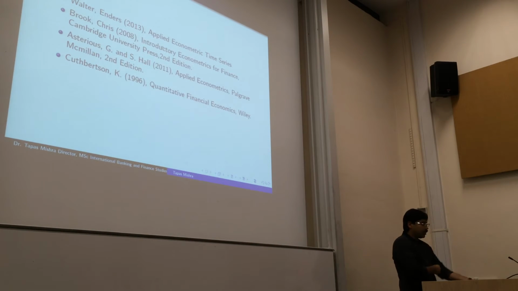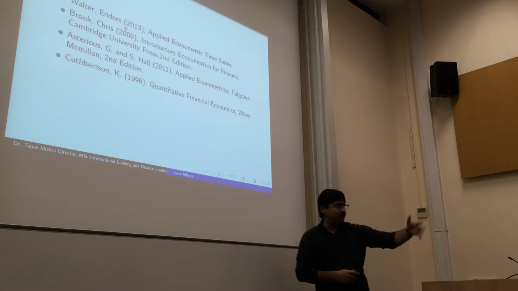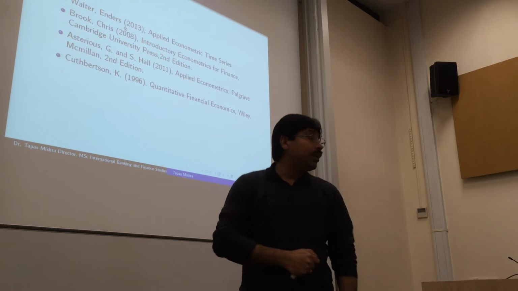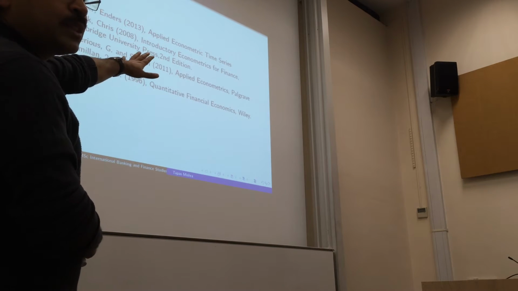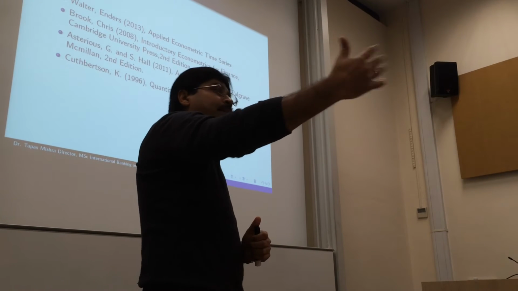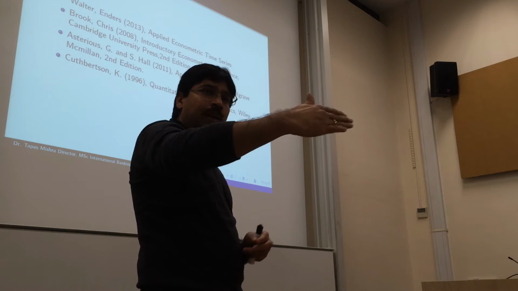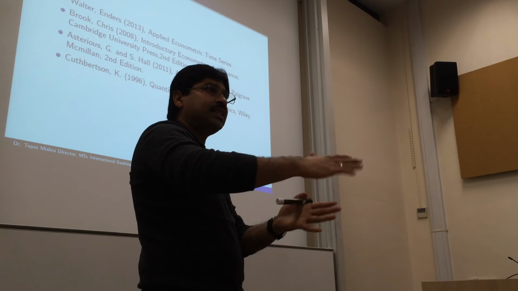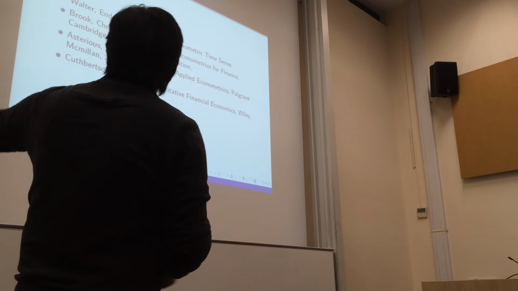Some reading list. Basic reading list: you have Walter Enders, Applied Econometric Time Series, 2013 or even the 2014 second or third edition, whatever you get. That will help you. Then Chris Brooks, Introductory Econometrics for Finance, which has a lot of worked-out examples, a little bit of theoretical description, then some statistical software and data analysis. It will help you get good knowledge of application-oriented stuff.